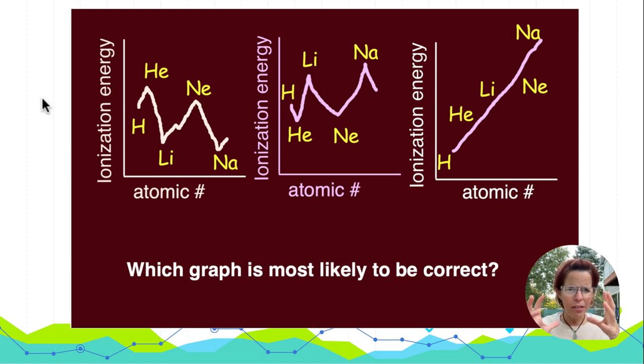I know it's a dark slide, so maybe if you drew an arrow and said, this one, this first graph, is the correct graph. That's the one that would be the right answer.